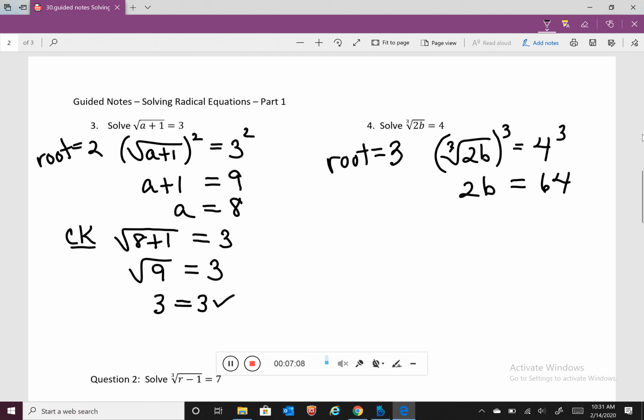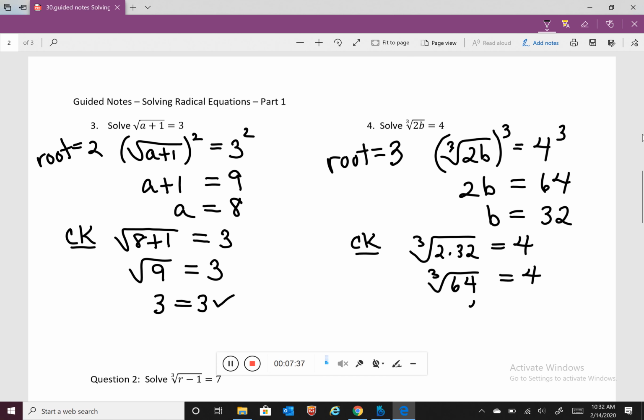b is not alone because it's being multiplied by 2, so we're going to undo that multiplication with division. So b is equal to 64 divided by 2, or 32. So that is our potential solution. So we have the cubed root of 2 times 32 is supposed to equal 4. We have the cubed root of 64, and that is indeed 4. So this is a solution.